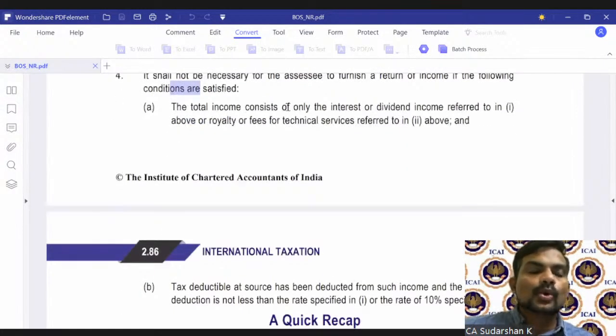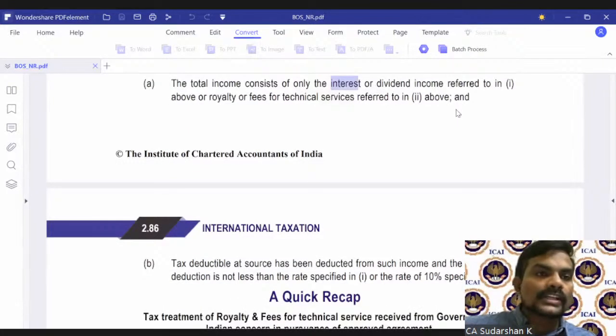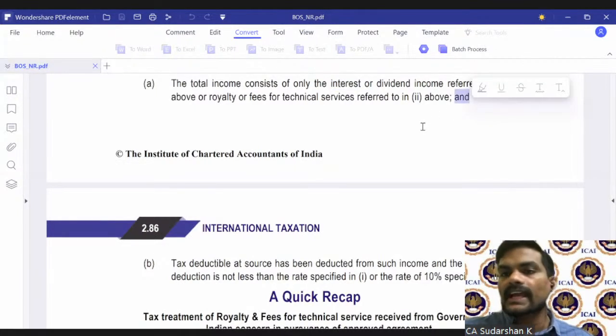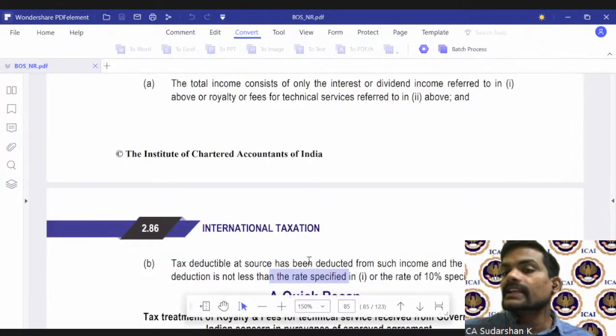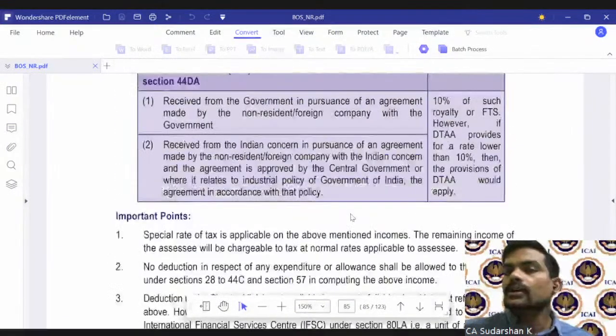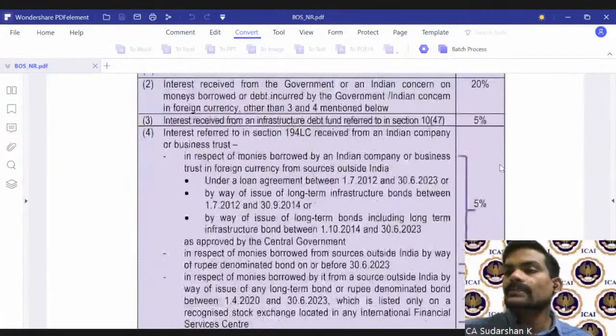What are the conditions? The total income consists of only interest or dividend income or royalty or fees for technical services. So it should be either interest, dividend, royalty, or FTS. In our case, yes, it is an interest, so therefore it is covered. But there are two conditions. Condition 1, it should be either interest income, dividend income, or royalty income or FTS. It is an interest income for us. And so therefore you have to satisfy both the conditions. The second condition says, tax deductible at source has been deducted from such income, and the rate of such deduction is not less than the rate specified in section 115A. That is what they are saying: TDS should be deducted and TDS should not be less than the rate specified in 115A. What is the rate specified in 115A for interest? It is 20%.